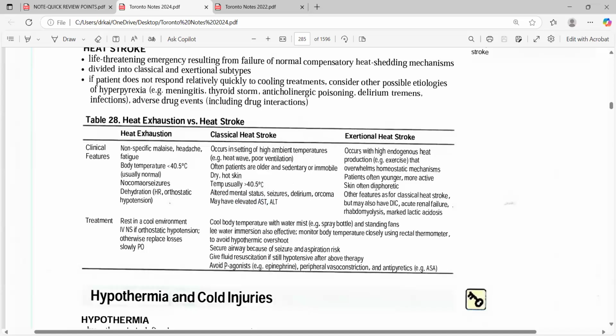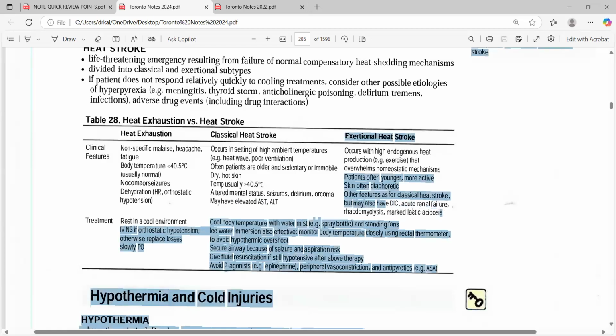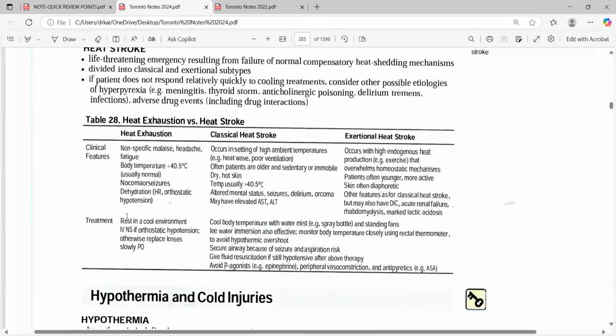Then comes the exertional one, which is basically when they go to the gym, and after coming from the gym or from work activity, all of these things. People are usually young ones. And in this one, what are those ones? It can lead toward DIC, acute renal failure, and lactic acidosis. So it is important. Okay. Then comes the treatment.